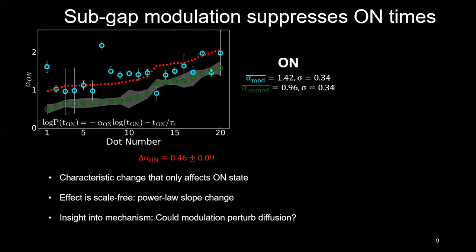In terms of a microscopic mechanistic origin behind what we're seeing, to be honest, I'm not really sure, but we started thinking about the Marcus diffusion controlled model and whether sub-bandgap modulation can perhaps perturb the diffusion of quantum dot energy levels. However, this is very tentative and it's something that we've really just started thinking about.